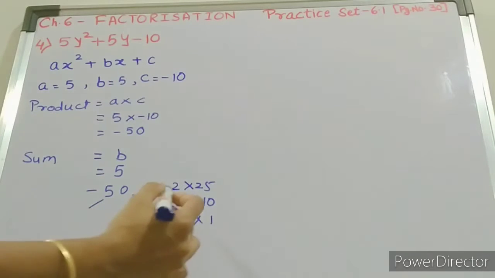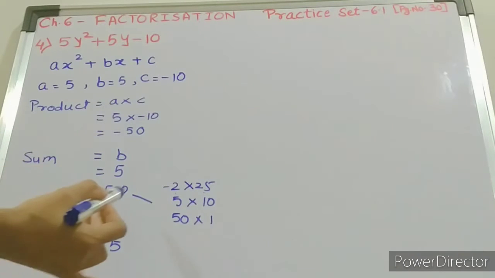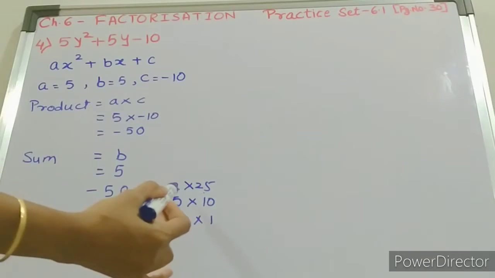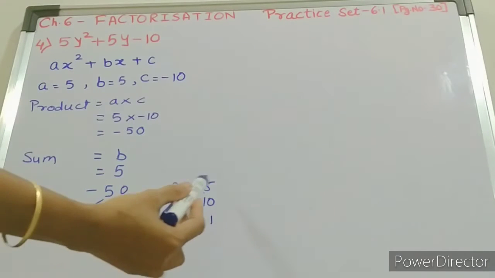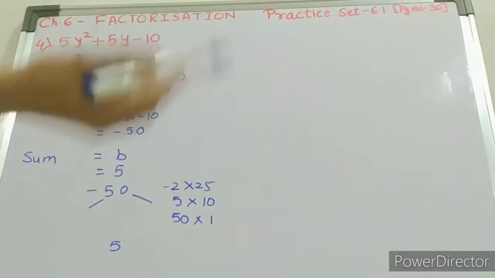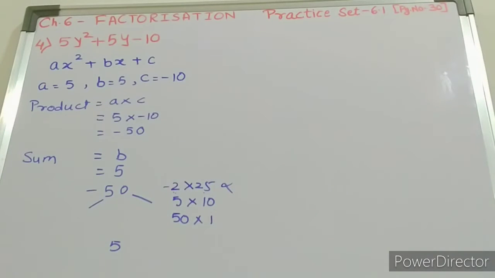So if I take the first combination, that is 2 multiplied by 25, and I give a minus sign to 2, the product will be minus 50. But what about the sum? It will be minus 2 plus 25, so the answer will be plus 23. So please cancel that option.